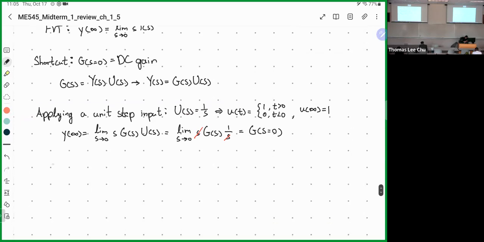Now, the reason why this works as our definition of DC gain is because DC gain is defined as the output at steady state, which is time at infinity, divided by our input at steady state.